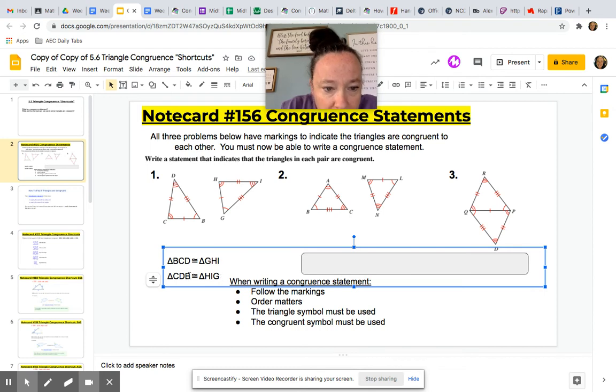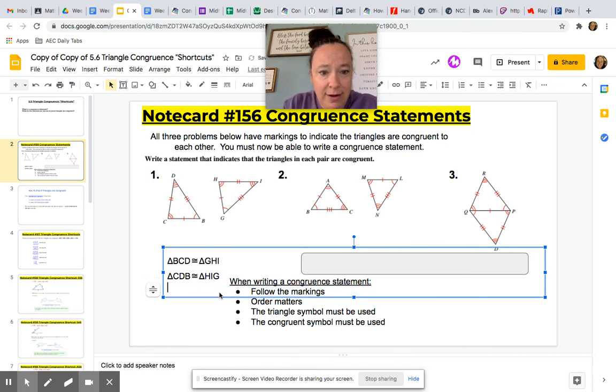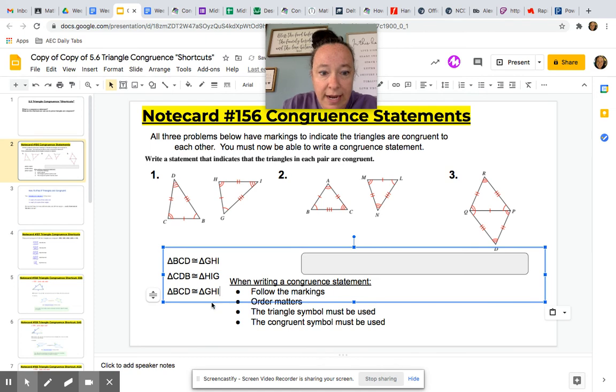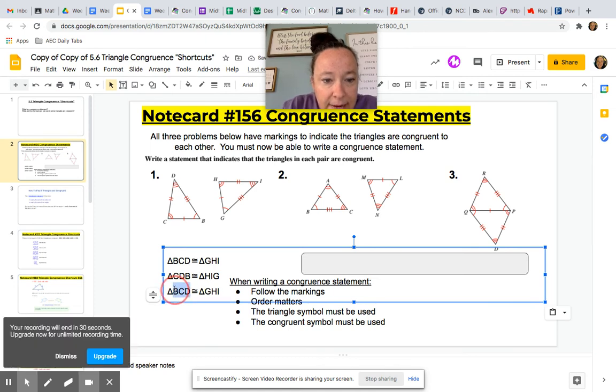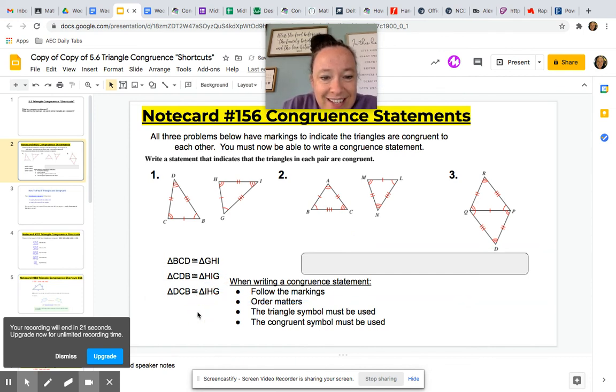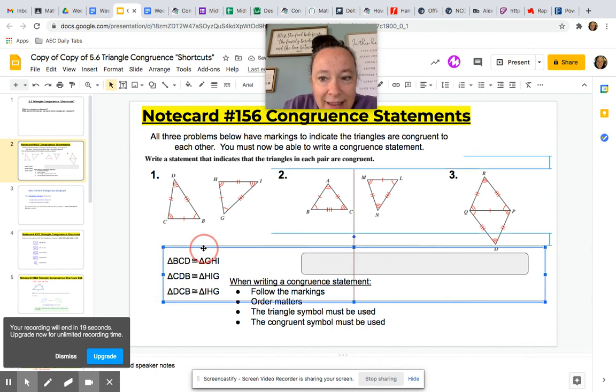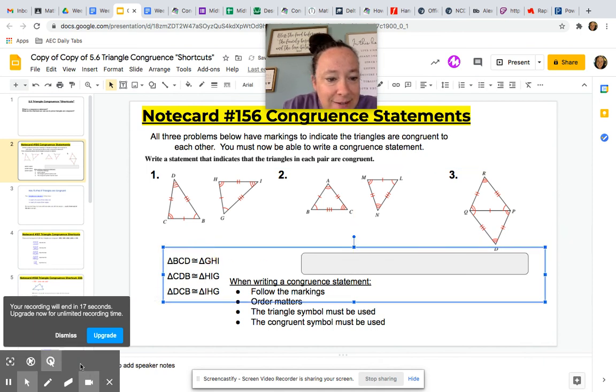If you notice, the B is in the G spot, and B is still in the G spot in the second congruent statement I did. The C is in the H spot because C and H both have the 2 arcs. The C is in the H spot, and the D is in the I spot. So you can double check, and we could write more. We could keep going. What's another one I could say? I could say DCB is congruent to IHG. So that is one way to think about congruent statements.